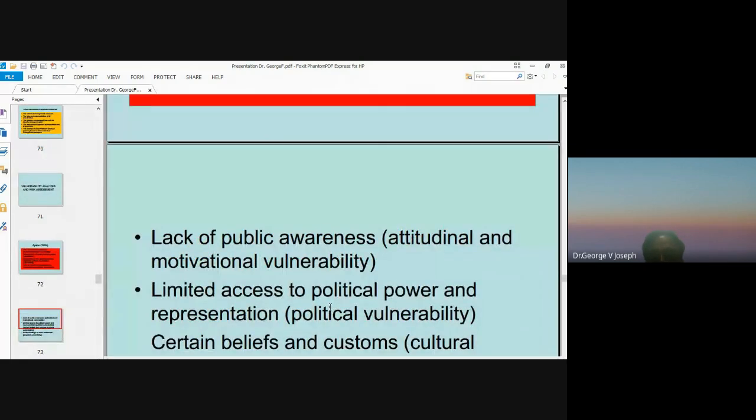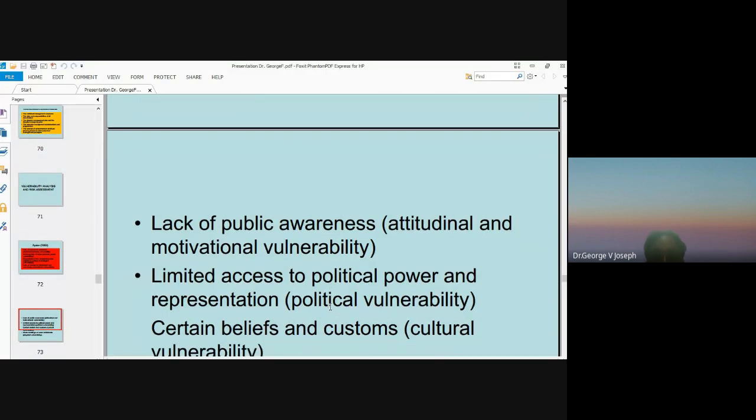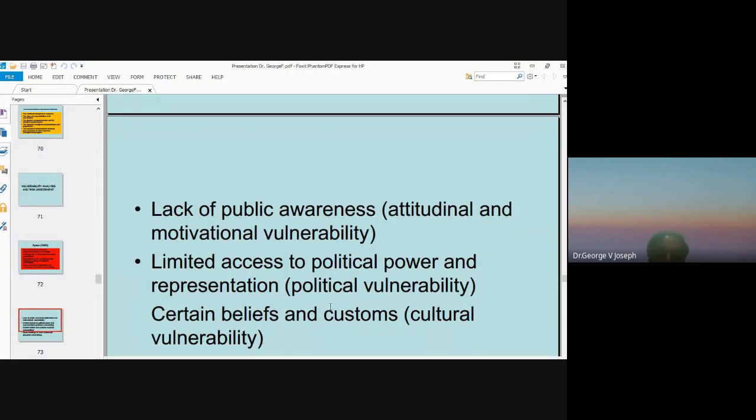Then lack of public awareness, attitudinal and motivational vulnerability, and limited access to political power. In some countries, we have seen some groups are not part of the government. They are not sharing the power, so this again increases the vulnerability. They may have all the things, but they don't have a say in the government. So they may not get an equal share of relief and risk mitigation activities, because they have nobody to raise their voice.